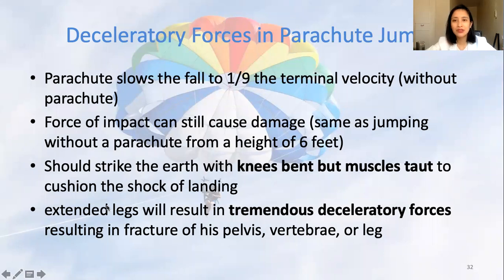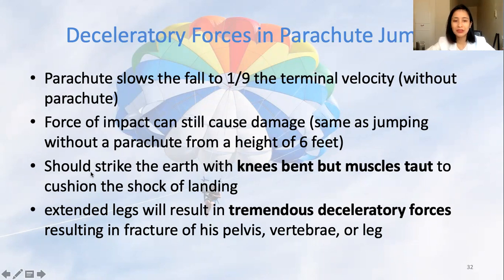Deceleratory forces can be illustrated with a parachute jump. The use of a parachute slows your fall to 1/9 of the terminal velocity. Let's say your terminal velocity without the parachute is 100 meters per second. The parachute slows it down, so the force of impact can still cause damage, but it will lessen. But there's still a force of impact.